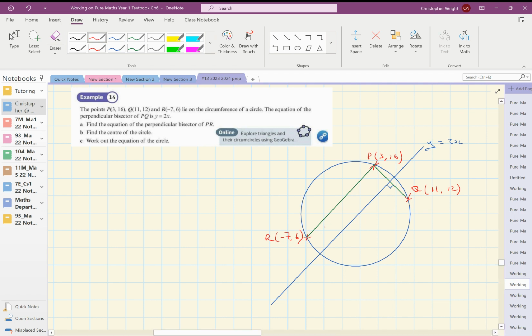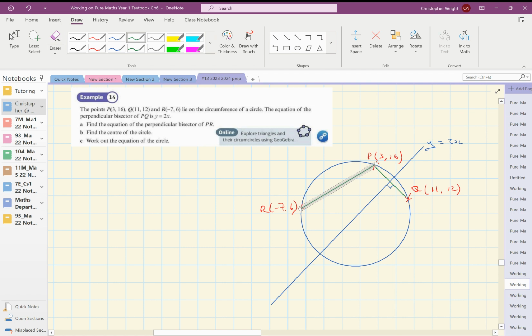By the way, I see that PR looks like it's parallel to y equals 2x. I think that's just an unfortunate coincidence. So we're going to need to ignore that. In fact, I'm going to see if I can change my diagram a bit so that it doesn't look quite like that, because I don't think that's helpful. There we go. Okay, so here's PR now.